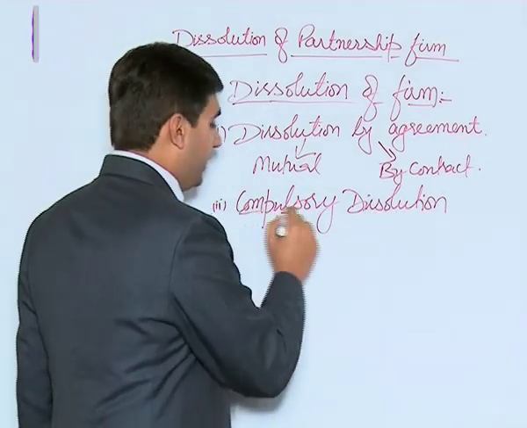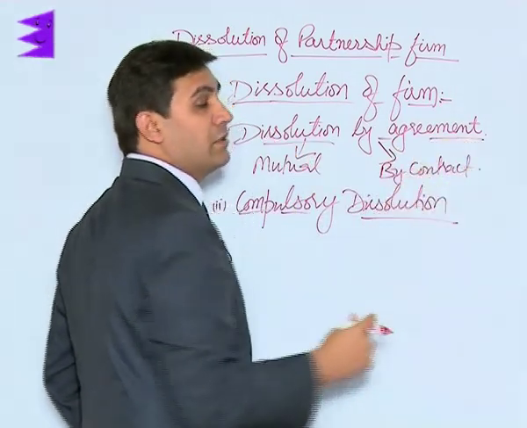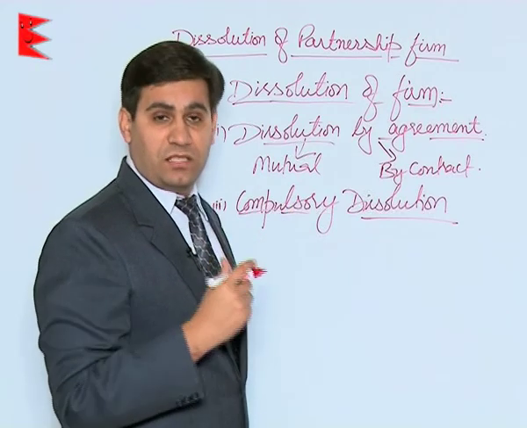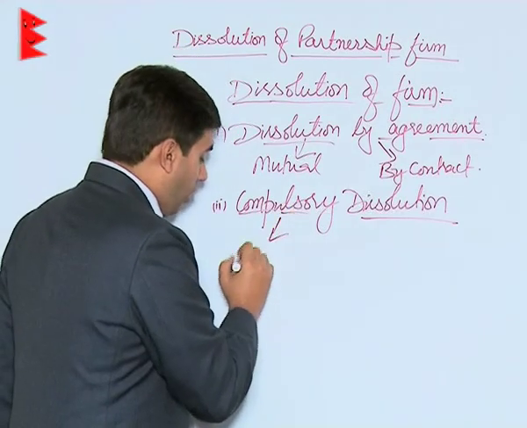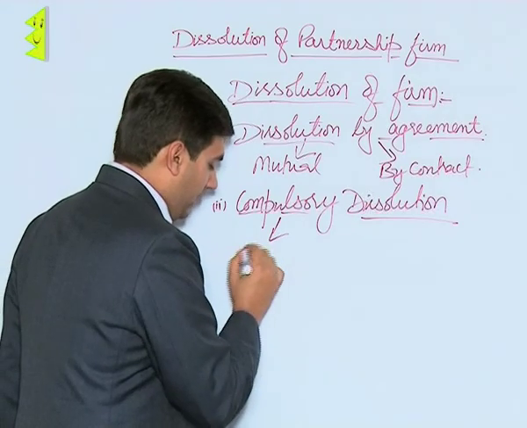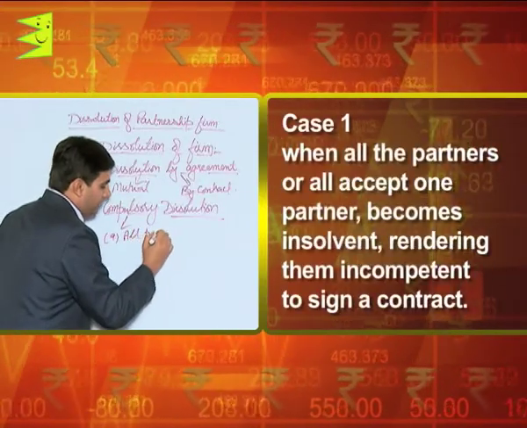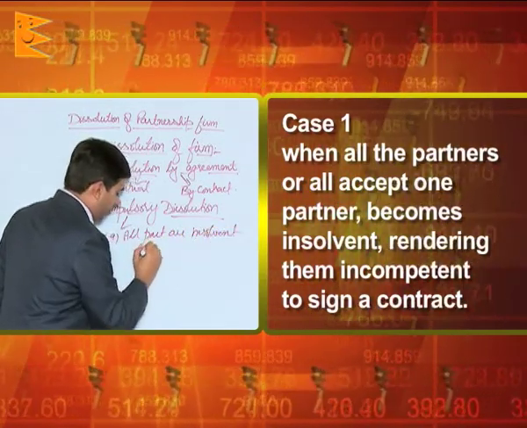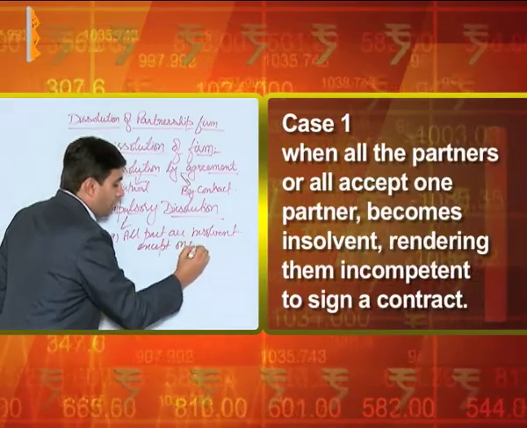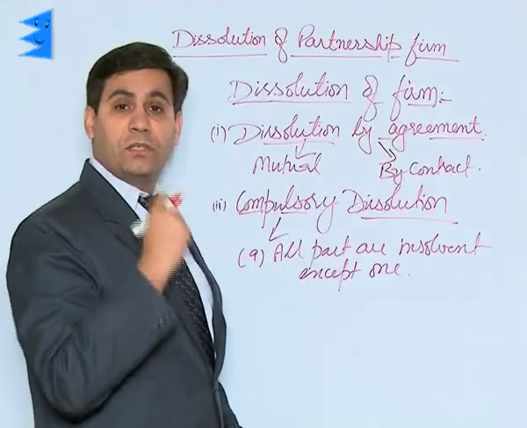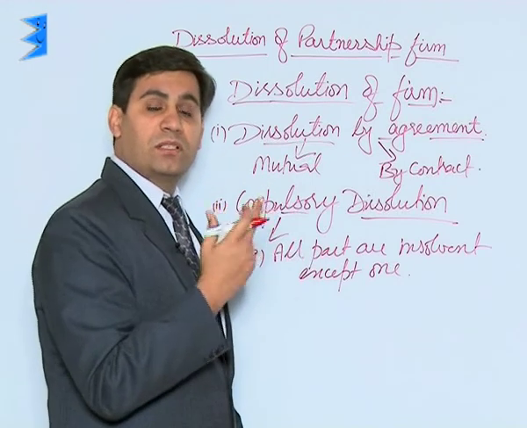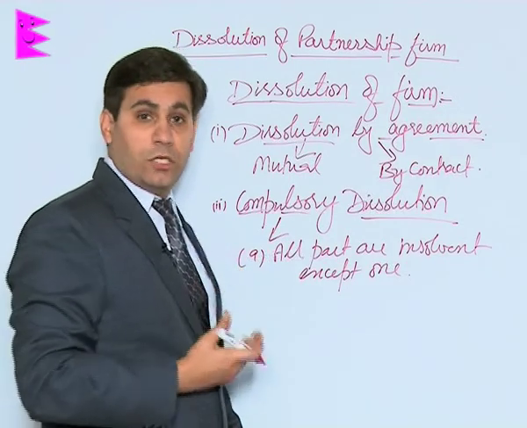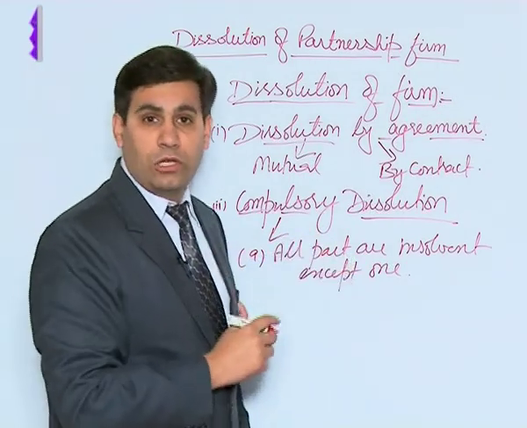Then we have compulsory dissolution. Compulsory dissolution means forced. Now, it is not being forced by court, but by circumstances. Let's say all the partners become insolvent except one. Except one means there is only one functional partner in the business. Now, one person cannot run a partnership business, right? It would acquire the status of a sole proprietorship then. So, the partnership firm has to be dissolved.